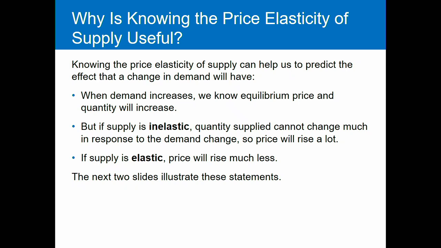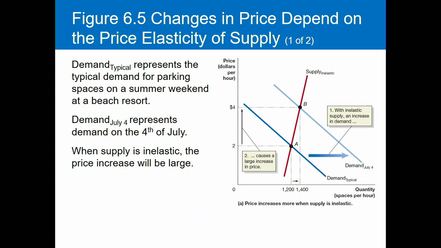The next two slides will show an example of each. You can see the difference between whether the supply of a good is elastic or inelastic, and what that means for a firm. Right here, demand typical is the typical demand for parking spaces at a summer resort for a weekend.